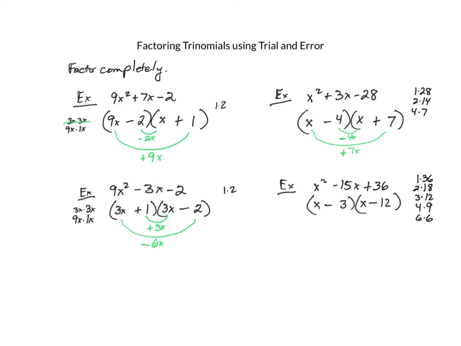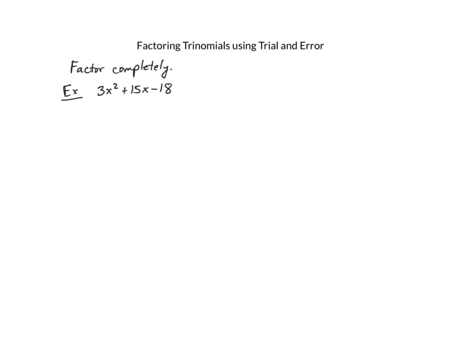Let's move on. Our next one looks like this, 3x squared plus 15x minus 18. It is very common for people to overlook the common factor. In fact, if I had to name the one thing within factoring that causes more problems, it's overlooking that. So let's take out the common factor of 3, and then we have x squared plus 5x minus 6.